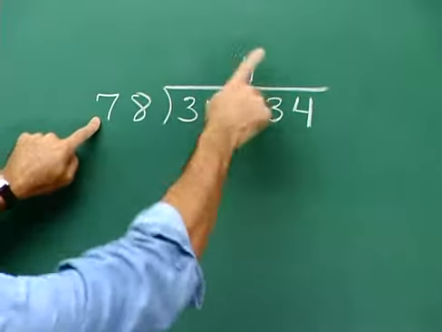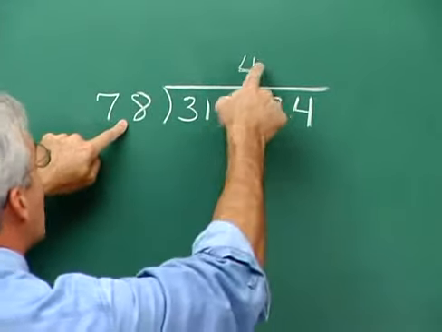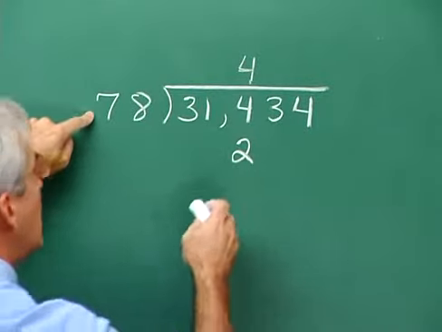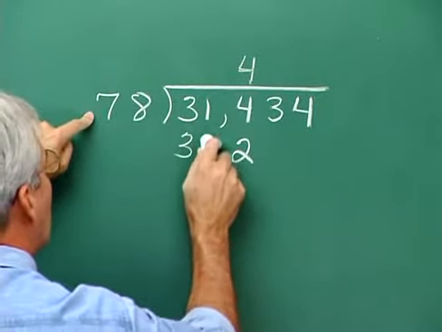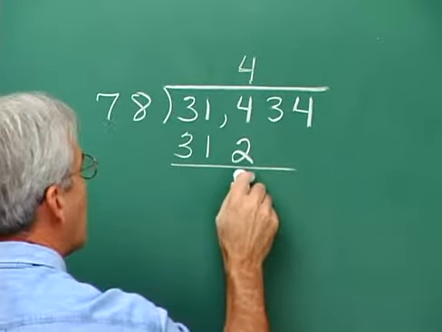So we might try 4 as a possibility. Now let's see. 4 times 8 is 32. I'm carrying 3. 4 times 7 is 28, and 3 is 31. Well, that's nice. Gee, this is real close. 4 minus 2 is 2.